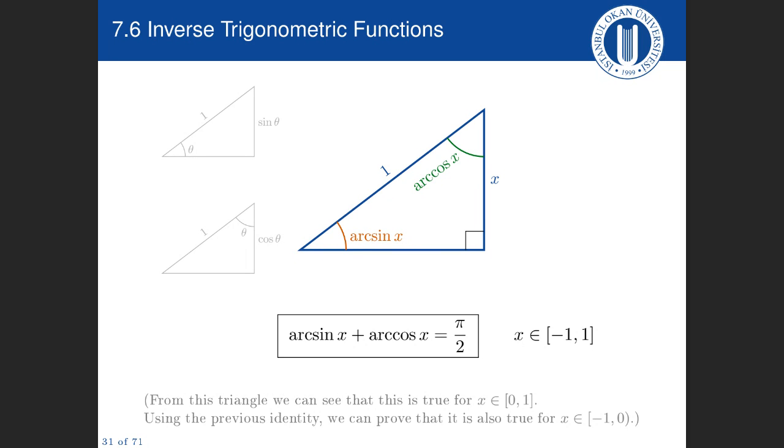As I've written in grey at the top, just to be careful here, this triangle only proves this rule is true for x between 0 and 1. But if we combine this formula with the previous identity, then we can also prove that it's true between minus 1 and 0. This identity is true for all x between minus 1 and 1.